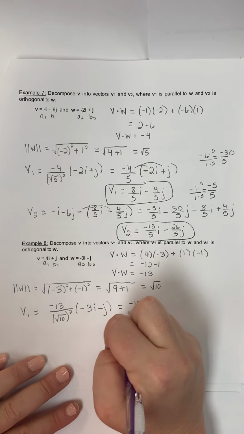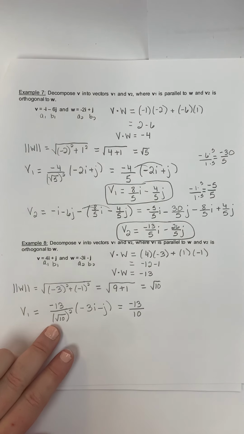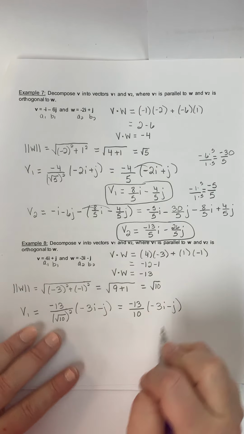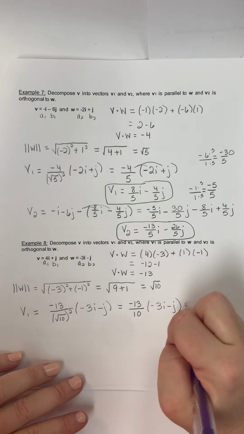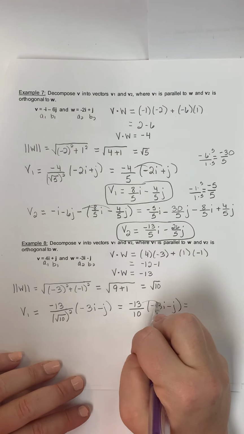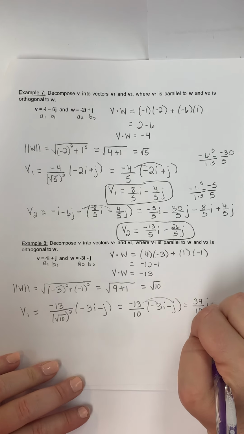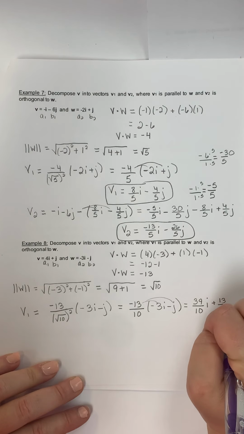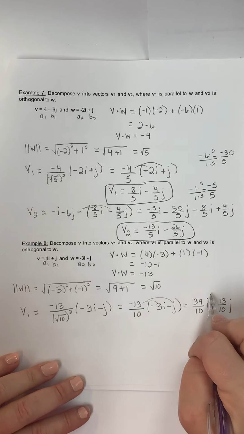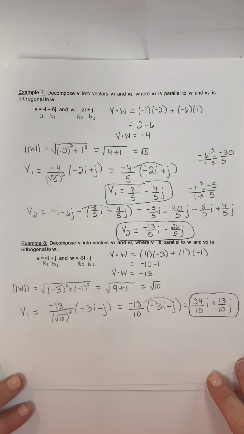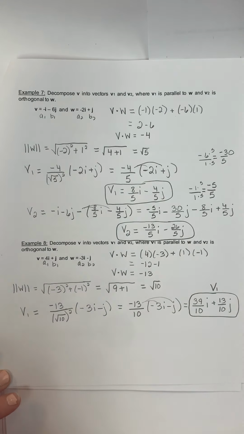Okay, we'll clean this up a little bit. We get negative 13/10 times negative 3i minus j. Keep going. We're going to distribute this through here. We're going to get a positive 39/10i plus 13/10j. And that's our vector 1. They just keep kind of getting uglier, don't they? This is our vector 1.